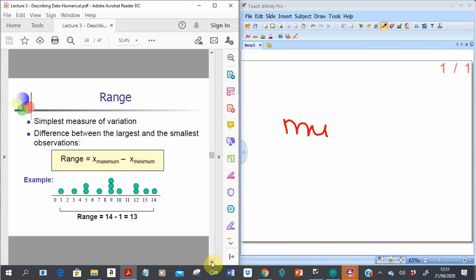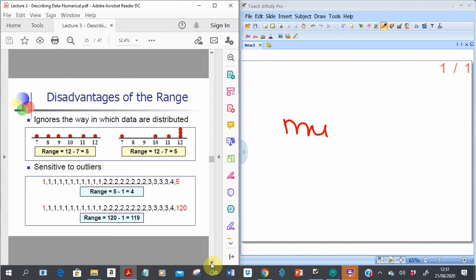So we can use the range, which is just the maximum minus the minimum. I think we have seen this when we were constructing frequency distribution tables.